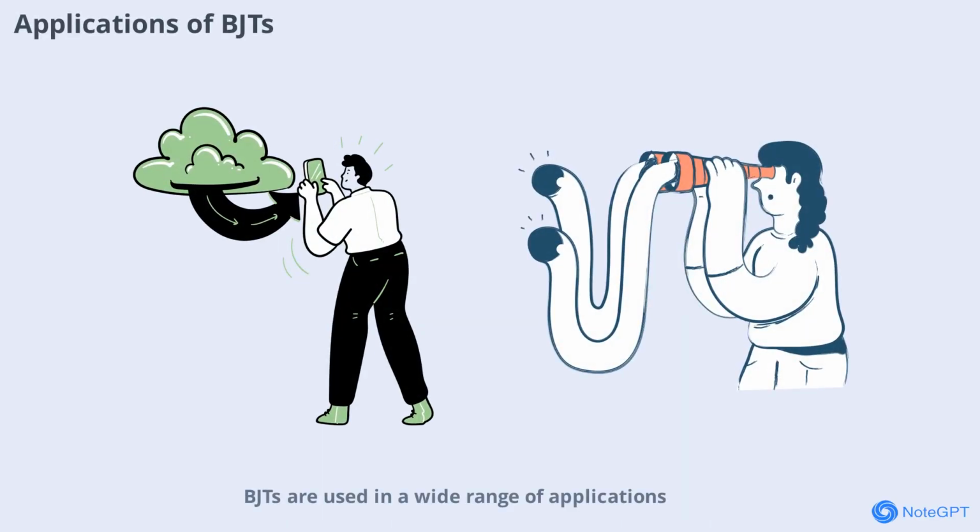BJTs are used in a wide range of applications, from audio amplifiers and radio transmitters to digital logic circuits and power supplies. Their ability to amplify and switch signals makes them versatile components in both analog and digital electronics. Understanding BJTs opens the door to countless electronic projects.